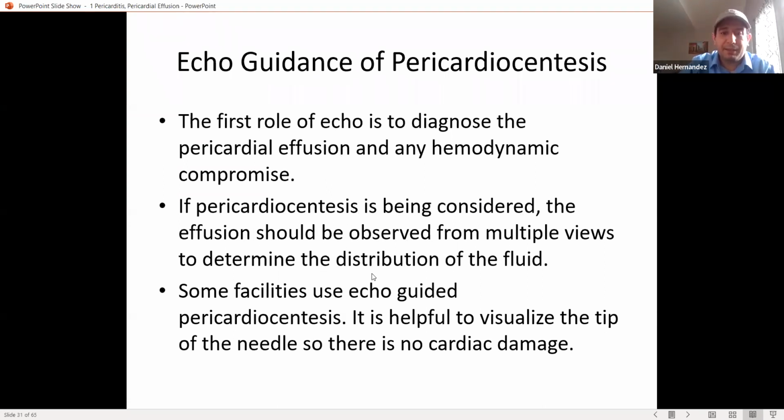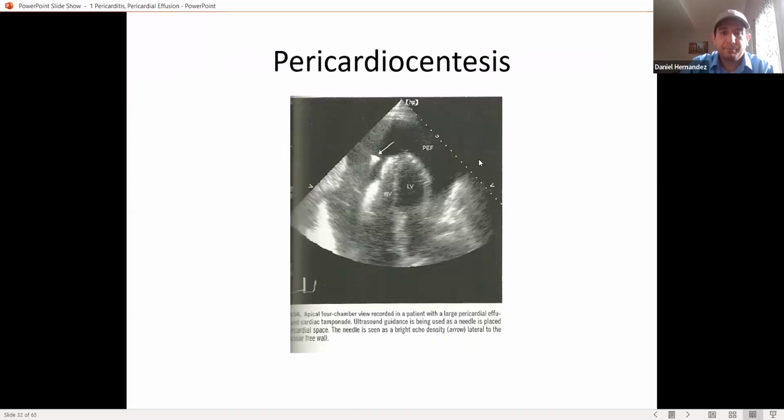Some facilities use echo-guided pericardiocentesis to help visualize the tip of the needle, so there's no cardiac damage. This echogenic area is showing the actual needle tip entering into the fluid. So we actually visualize the entire needle coming in. I'm sorry, the needle's probably coming from this way, entering into the pericardial space.